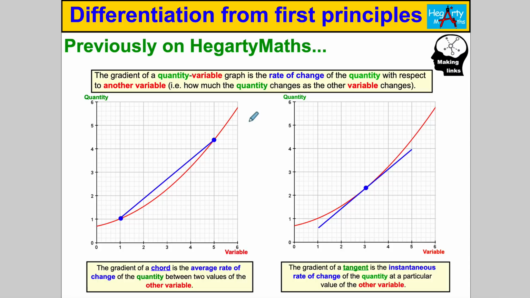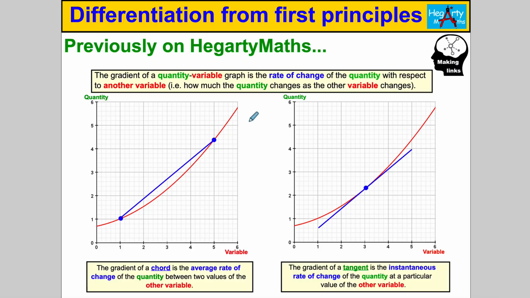But we actually were able to work out the gradient at a point on a curve, because the gradient at a point on a curve is equal to the gradient of the tangent to the curve at that point. So what we did previously is we said, right, let's draw a tangent line, let's work out the gradient of the tangent line, which we can do by doing difference in y's divided by difference in x's, and that's going to give us the gradient at the point on the curve. And that was great. We were able to do that.